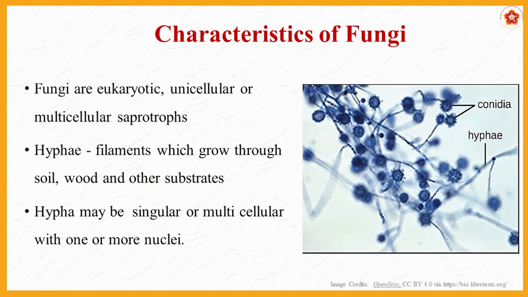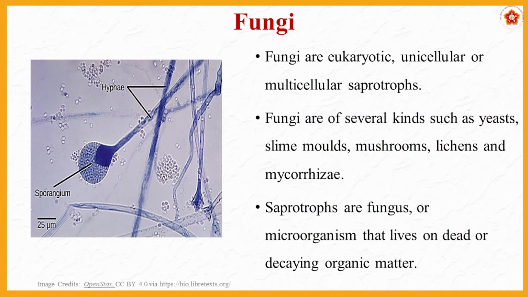Coming to the characteristics of fungi, they are eukaryotic. They are unicellular or multicellular saprotrophs. As you see in the picture, they contain something called hyphae, which are filaments which grow through soil, wood, or any other substrates. These hyphae may be single or multicellular with one or more nuclei. This is another picture showing the structure of fungi with hyphae. There are several kinds of fungi such as yeast, slime molds, mushrooms, lichens, and mycorrhizae.